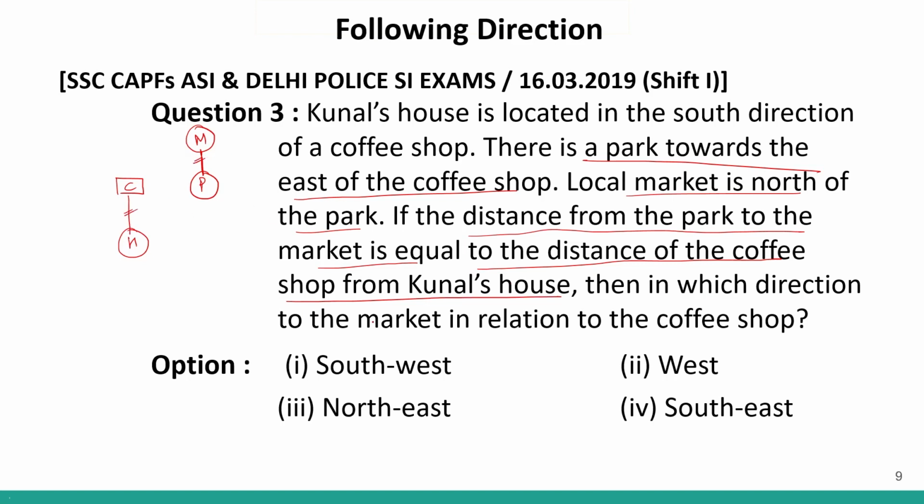We have to find out in which direction is the market in relation to the coffee shop. So very clearly, in relation to the coffee shop, the market is in this direction and this direction is the northeast direction. So our answer will be option number 3, northeast.